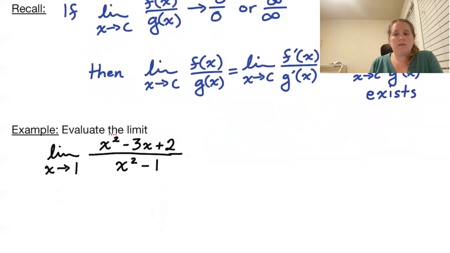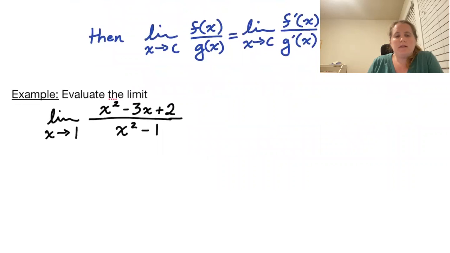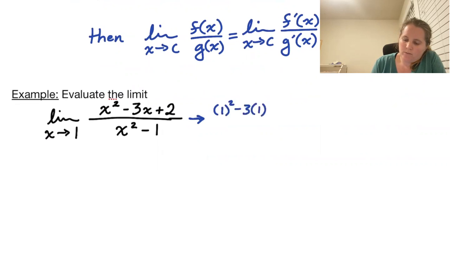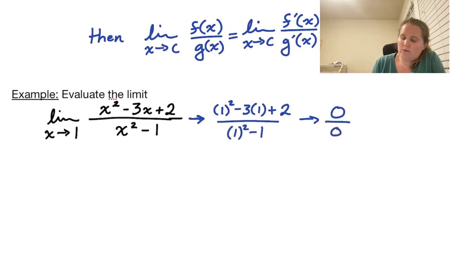So for example, if we want to take the limit as x approaches 1 of x squared minus 3x plus 2 all over x squared minus 1, if we plug in 1, we would have 1 squared minus 3 times 1 plus 2, which goes to 0. And then down below, we would have 1 squared minus 1, which also goes to 0. We have our 0 over 0 situation.